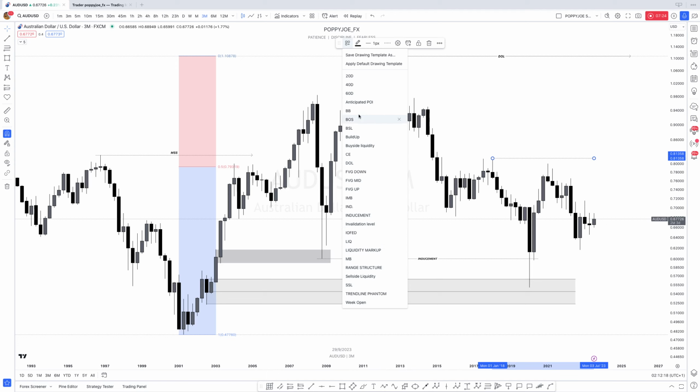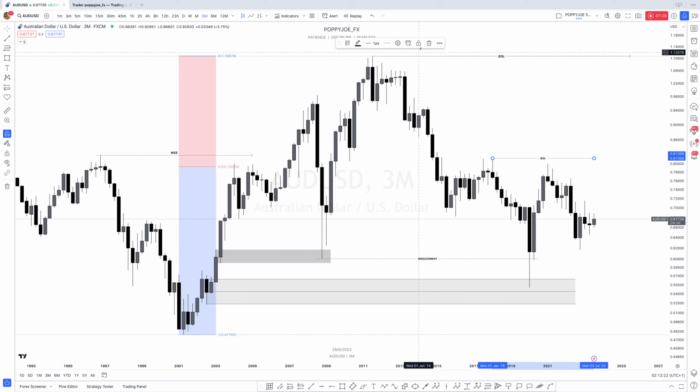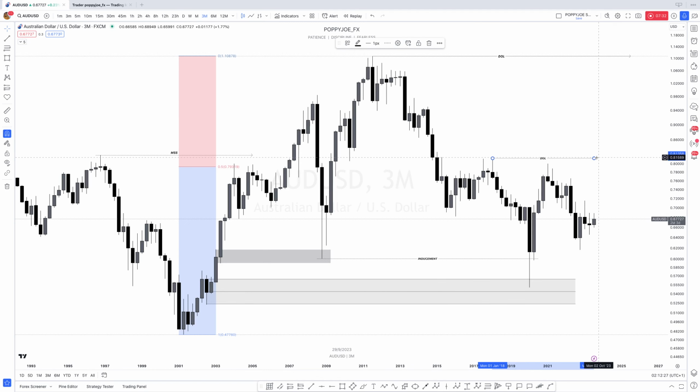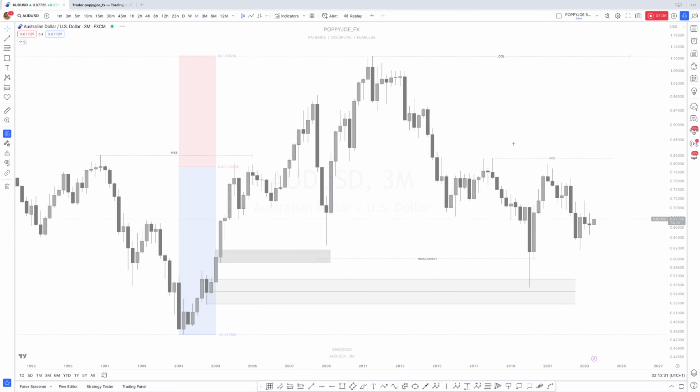So let's just put that point as a buy side liquidity, also a draw on liquidity to be precise, because that's a potential target point. Now let's go to the monthly time frame.